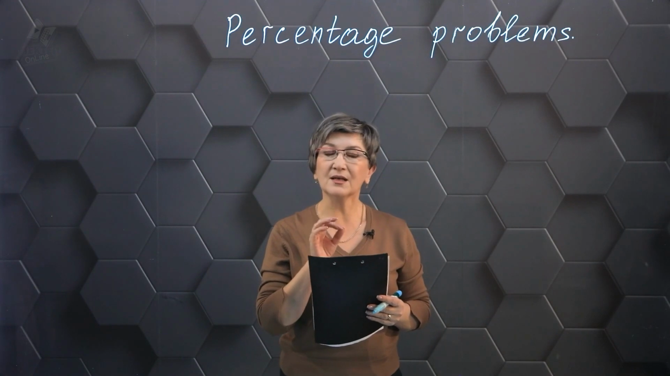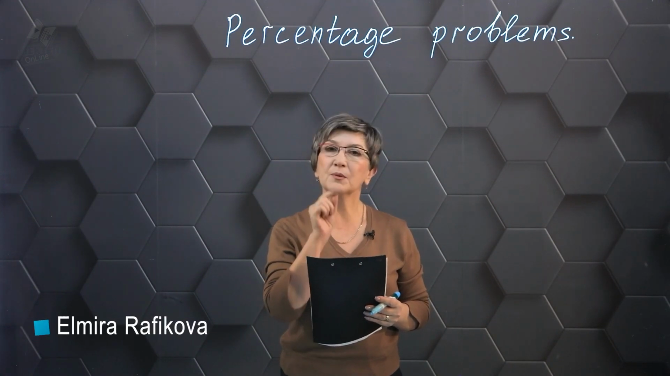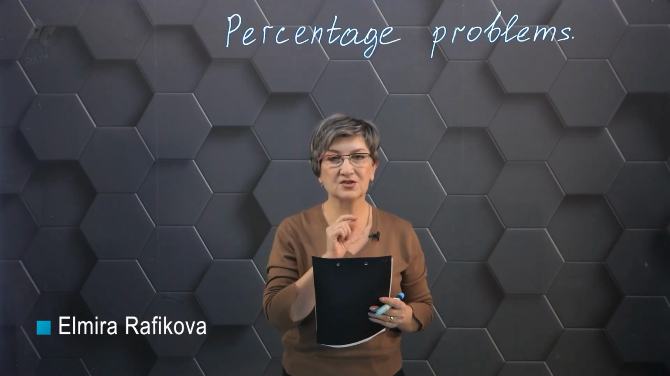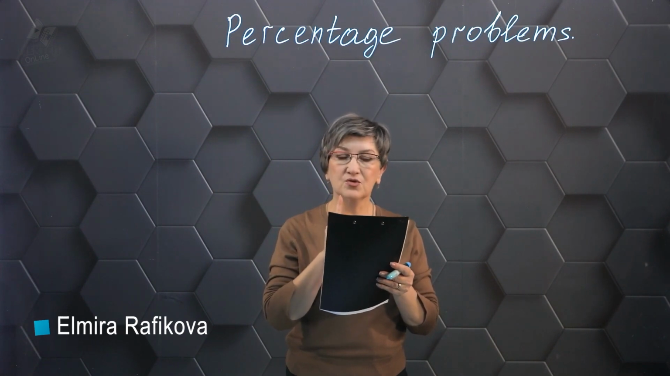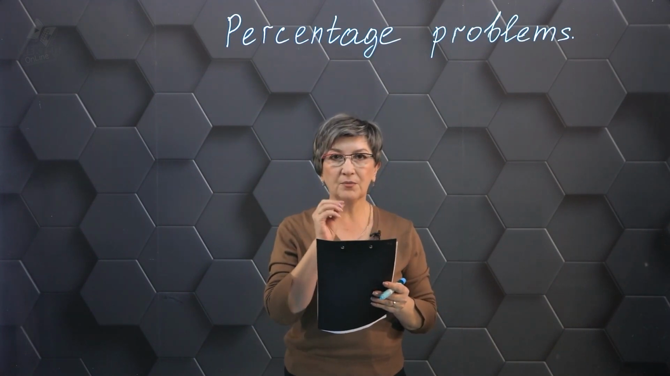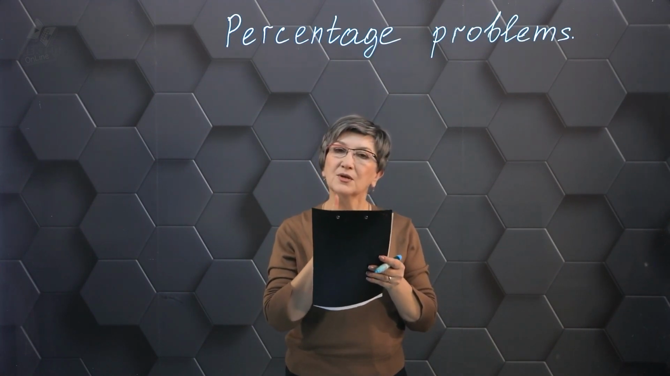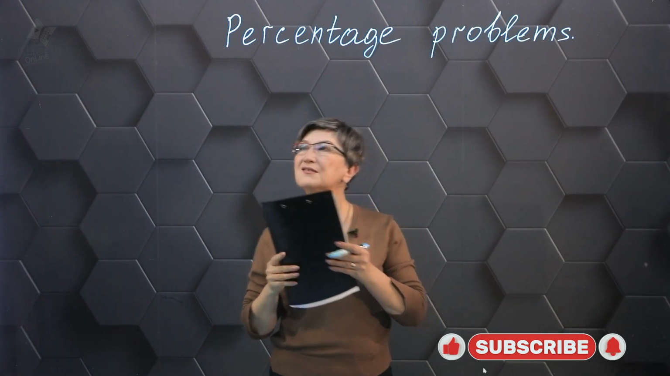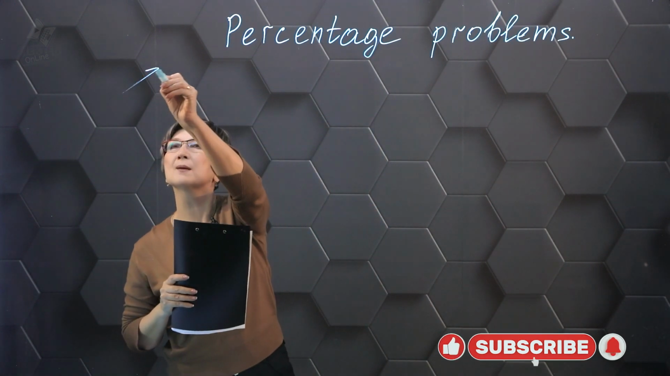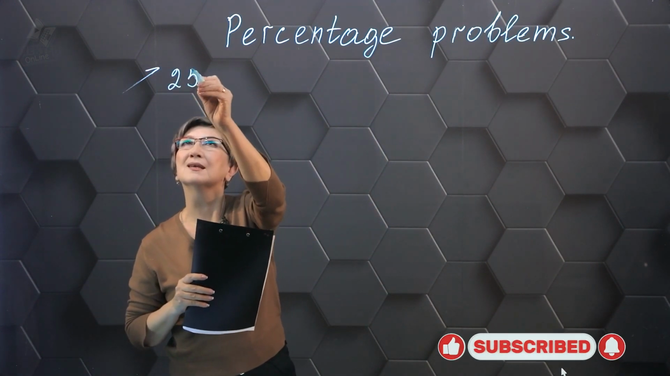Hello. Today in class we're going to go over another problem where we have to calculate percentages. So here is the condition: is there a certain number that was initially increased by 25% and then decreased by 8%? I'm curious to know if such a number exists and what its final value would be after these two operations.